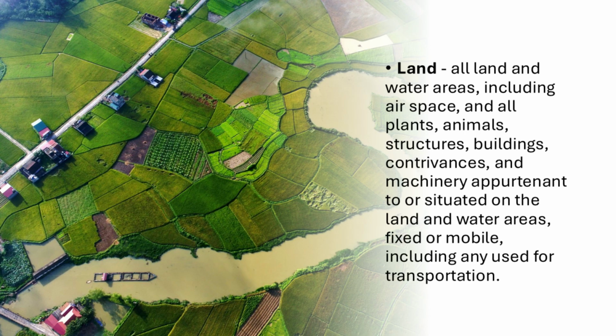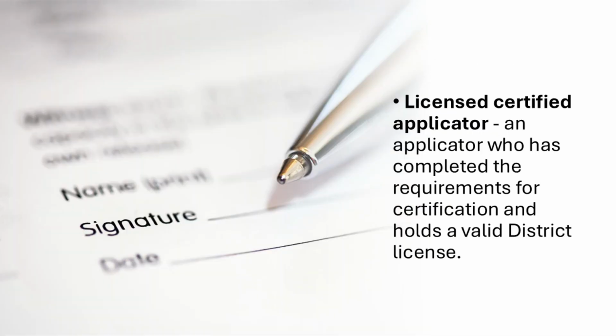Land. All land and water areas, including airspace, and all plants, animals, structures, buildings, contrivances, and machinery appurtenant to or situated on the land and water areas, fixed or mobile, including any use for transportation. Licensed certified applicator. An applicator who has completed the requirements for certification and holds a valid district license.